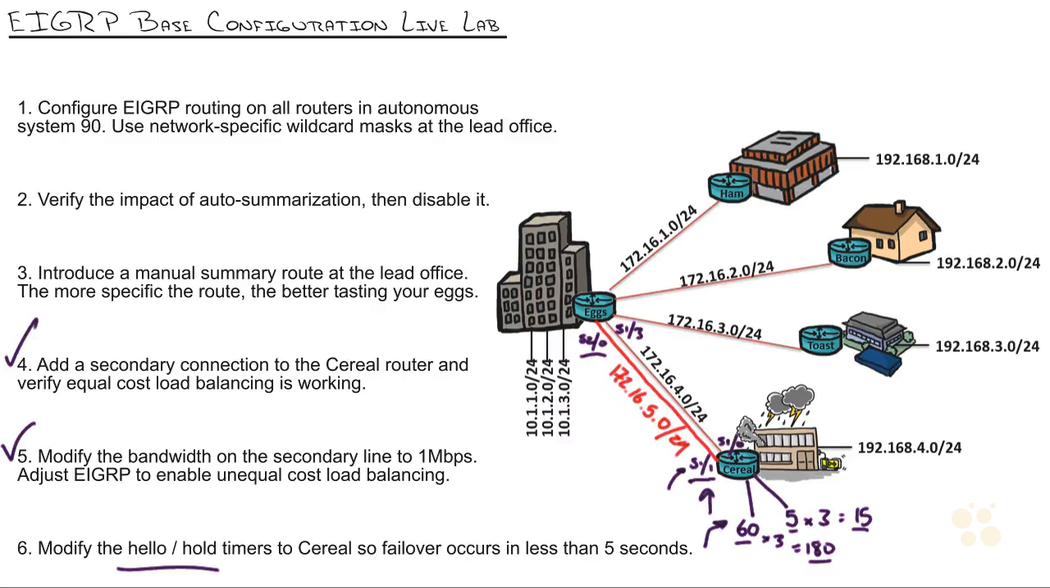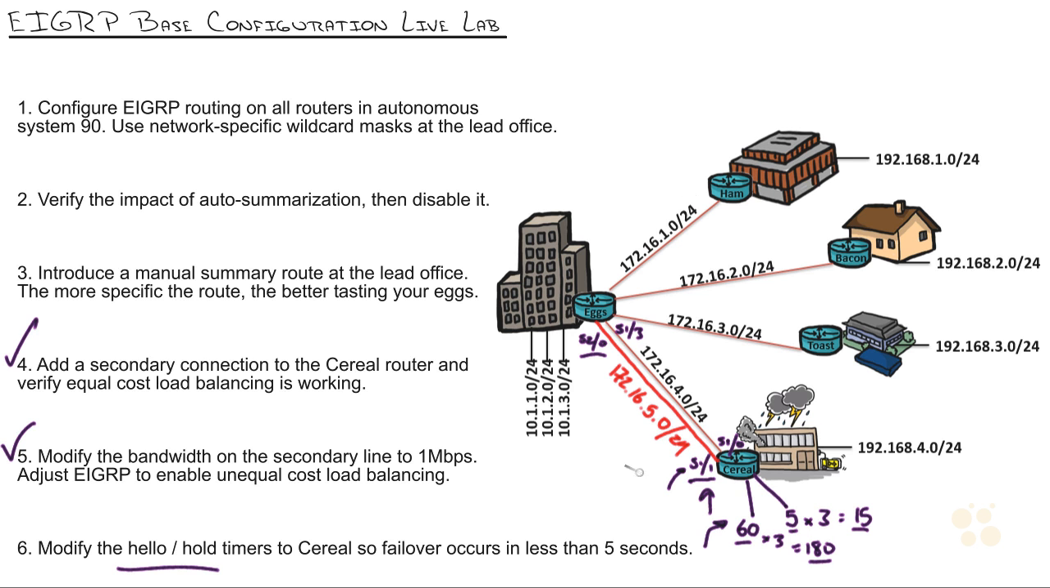EIGRP allows you to have different hold and hello timers on each neighbor. Not so with OSPF. In OSPF, you remember this, one of the things that has to match in the hello packet is the hello and dead timer. If ham says hello every 1 second and eggs every 3 seconds, then it's going to go, I'm not going to be a neighbor. Well, with EIGRP, it doesn't do that. It's like, hey, you know what? I'm going to maintain a neighbor relationship for each one of them.